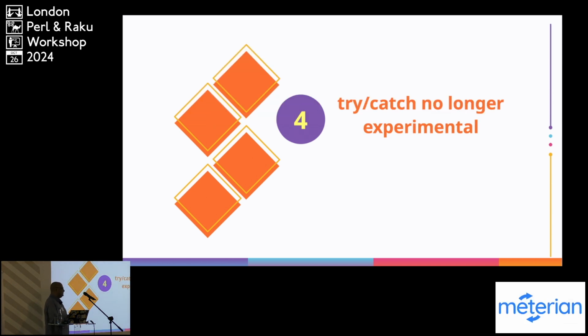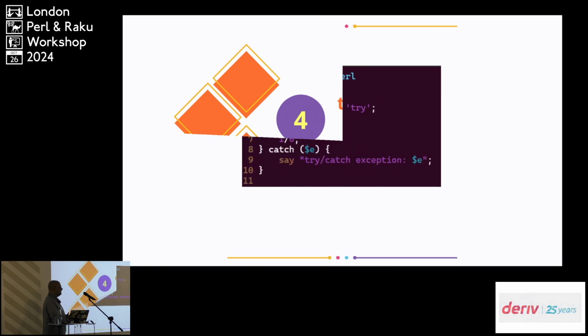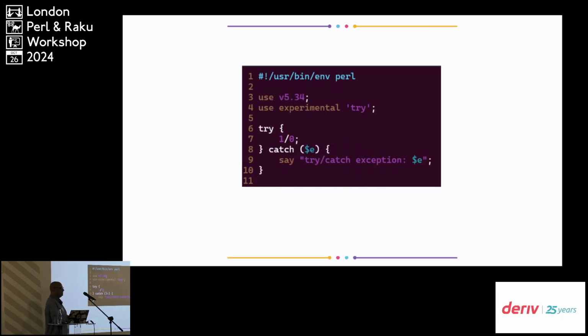Now, this is another feature that came with a big bang. No need to have a CPAN dependency to have try catch. Now it is in the core. But it came with an experimental flag. Still better than having a CPAN dependency. You can write use experimental try, and you can do try catch.